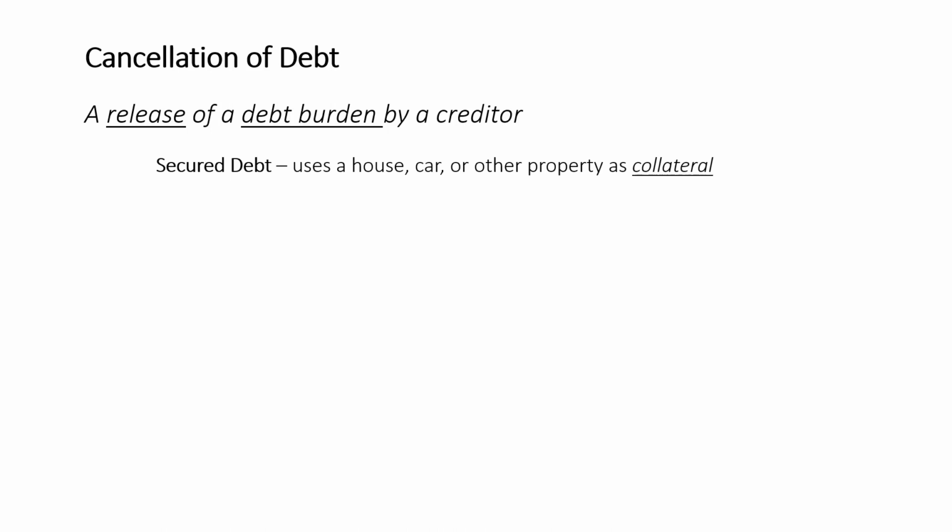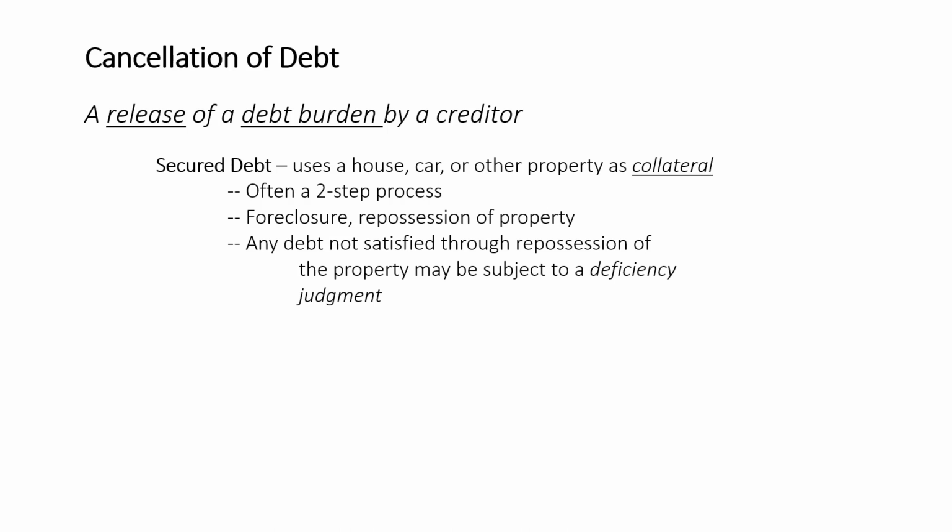Now let's move into cancellation of debt. What is cancellation of debt? It's a release of a debt burden by a creditor. Now this can involve a secured debt, and secured debt uses a house, a car, or other property as collateral. This cancellation is often a two-step process: foreclosure, repossession of property. And any debt not satisfied through repossession of the property may be subject to a deficiency judgment.